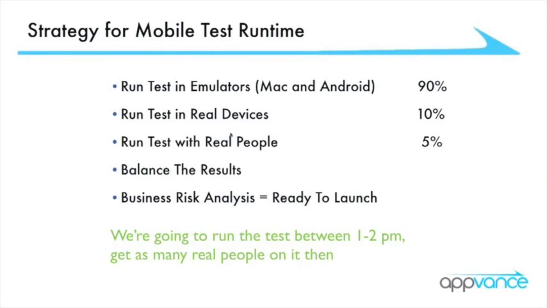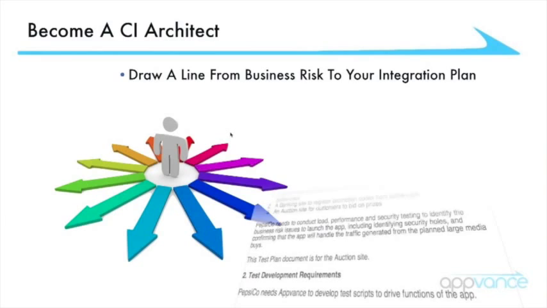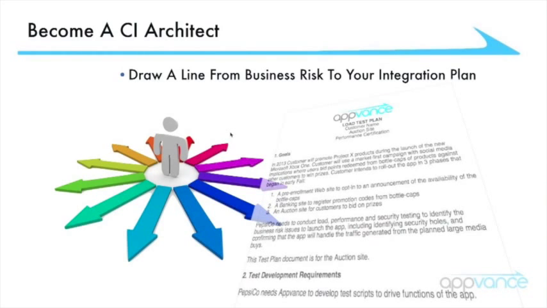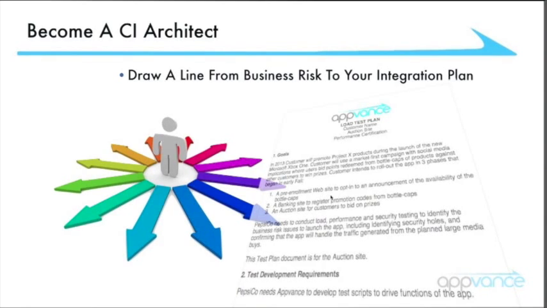Okay, so we only have a couple more minutes left, and I'm going to cover this topic for you, hopefully for your own personal career growth. So what I would recommend you do is become a continuous integration architect within your own shop, within your own office. Begin that by being that person who's able to draw a line from business risk to an integration plan. So the integration plan might have things like a definition of the goals, what the test requirements are, what the continuous build and deployment and testing requirements are. And there are some pretty easy ways to get started here.